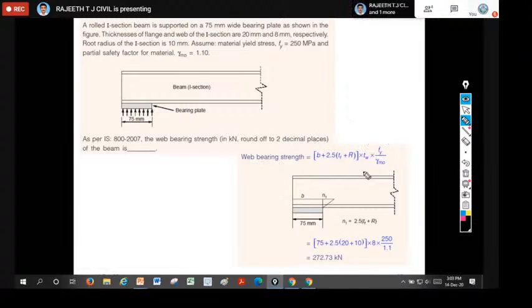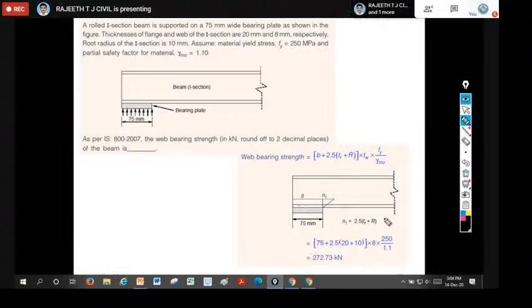Here all the information is given in the problem. b is given as 75 millimeter, tf is 20 millimeter, R is the root radius, 10 millimeter, and the thickness of the web is 8 millimeter. The yield stress fy of the material is 250 MPa, and gamma m0 is also given. You substitute into the formula and calculate the value: you are going to get 272.73 kilonewton as the web bearing or web crippling strength of the beam.